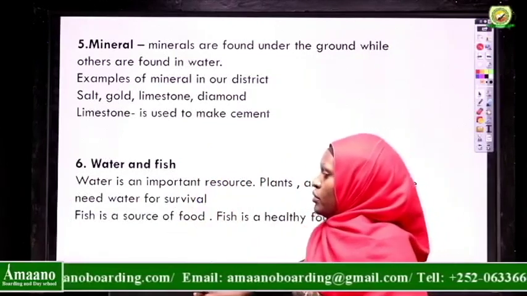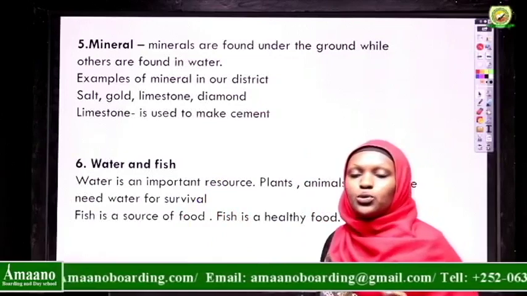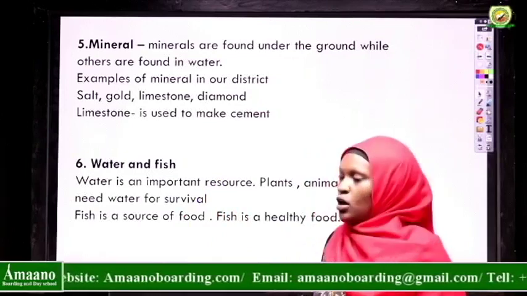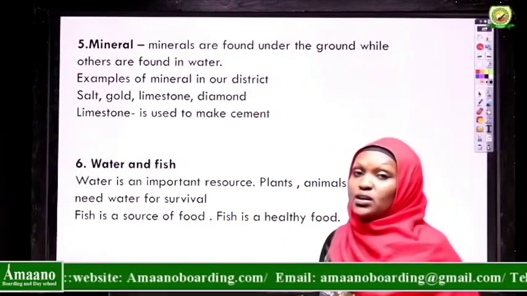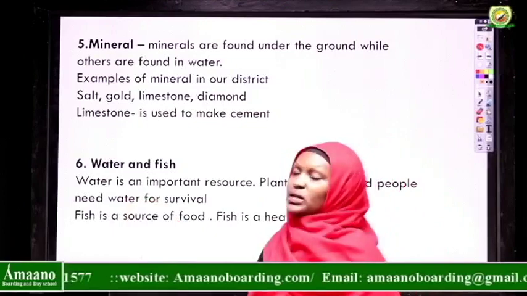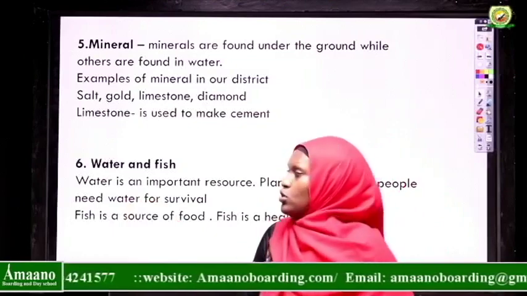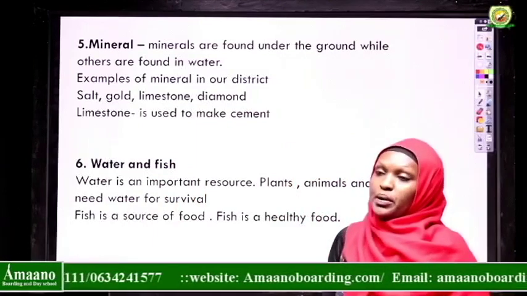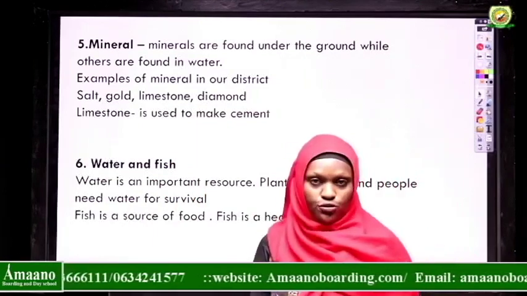So we should not allow dirty water to go into the rivers, into the ocean. Why? Because if you allow dirty water to go into the ocean, what will happen? The dirty water, maybe it has the chemical which can kill the fish in the water. And what will happen if we kill the fish? We'll have no food for us to eat.